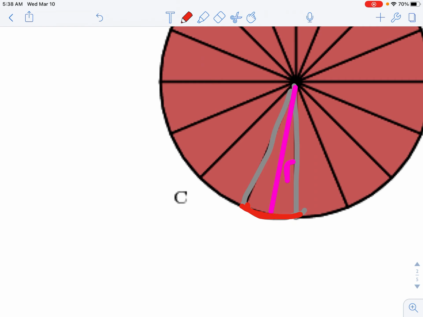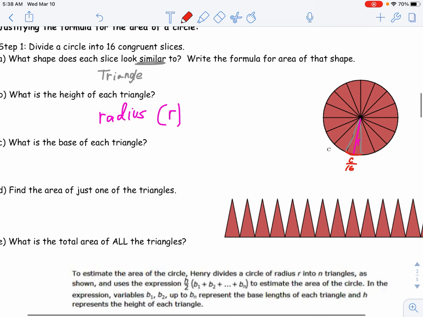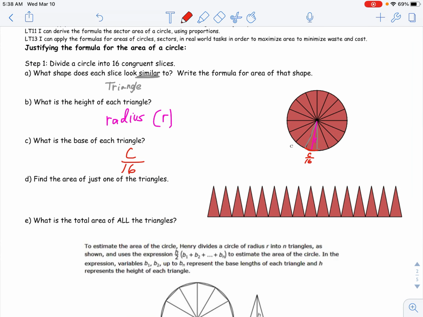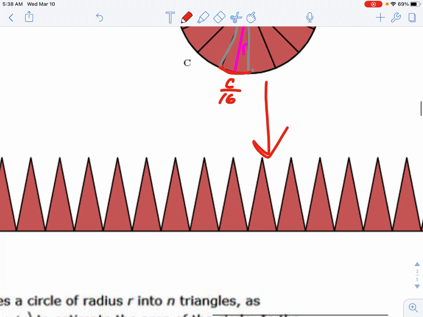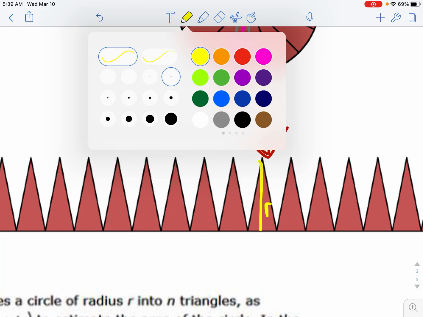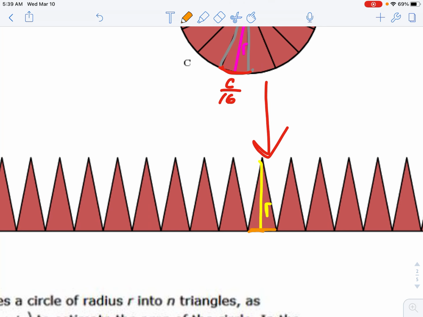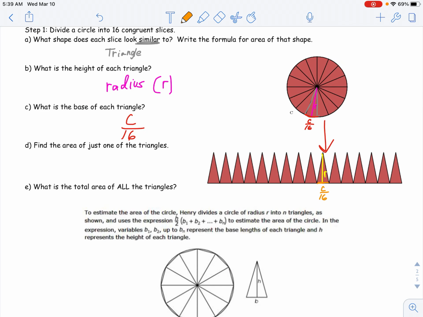And what's the base of each triangle? Looking at this now, what would be the base? It's the circumference divided by 16. So whatever the circumference is, it's just a 16th of that. We'll just write C over 16. What we did right here was we unfolded the triangles. So again, the height is the radius and the base is C divided by 16. That'd be true for all of them.